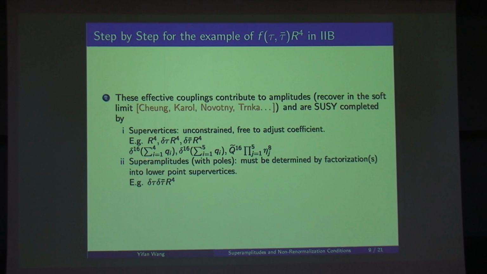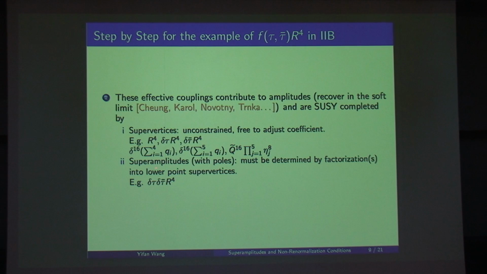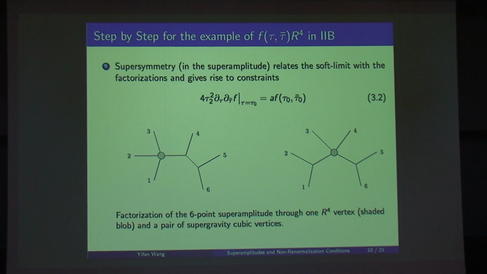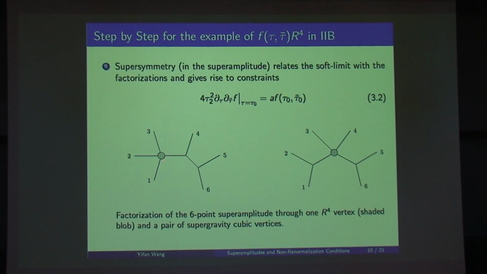In the other case, certain couplings in this expansion can only be supersymmetrically completed by superamplitudes, which will have poles. And in this case, the superamplitudes will necessarily be determined by factorization into lower-point supervertices. And one example is this kind of coupling right here. So this coupling is special in the sense that it carries no U(1) R charge in the type IIB supergravity, whereas this kind of couplings carry U(1) R charge. Because this 6-point coupling here can only be supersymmetrically completed by superamplitudes, the superamplitude itself must be determined by factorization into lower-point supervertices.